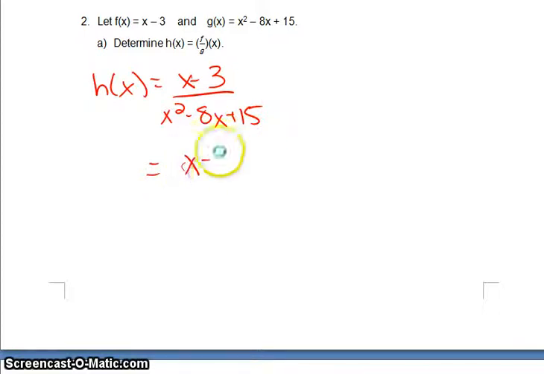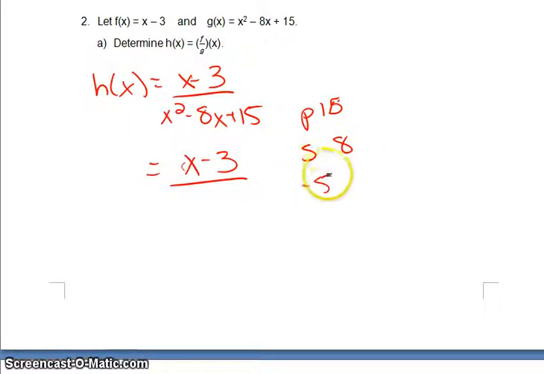So we have x minus 3 divided by, and here our product is 15 and our sum is negative 8. What two numbers will multiply to give you positive 15 but add together to be negative 8? If you thought about those answers, that'd be negative 5 and negative 3. So we're going to rewrite that middle term: x squared minus 5x minus 3x plus 15.